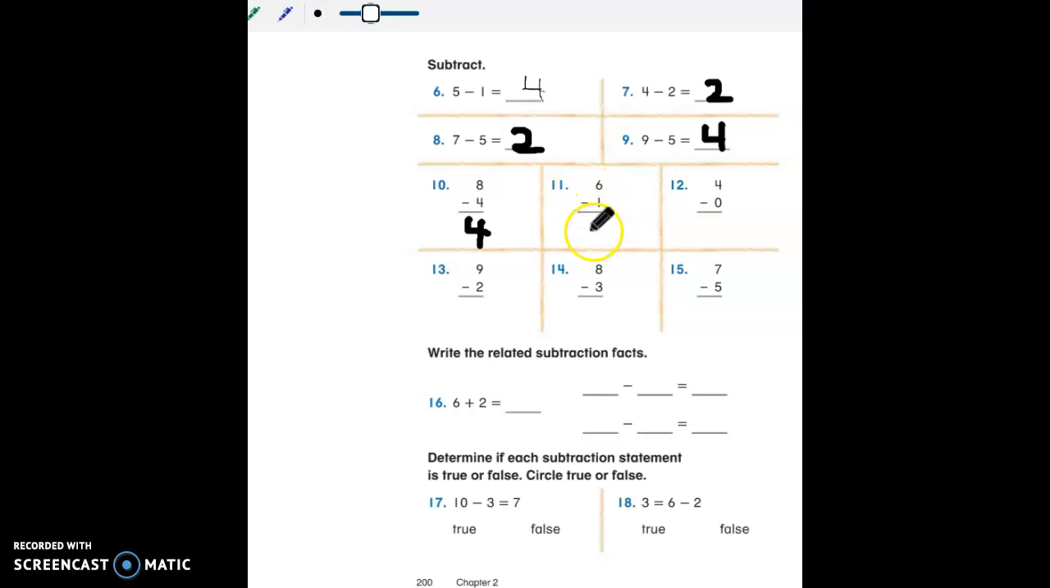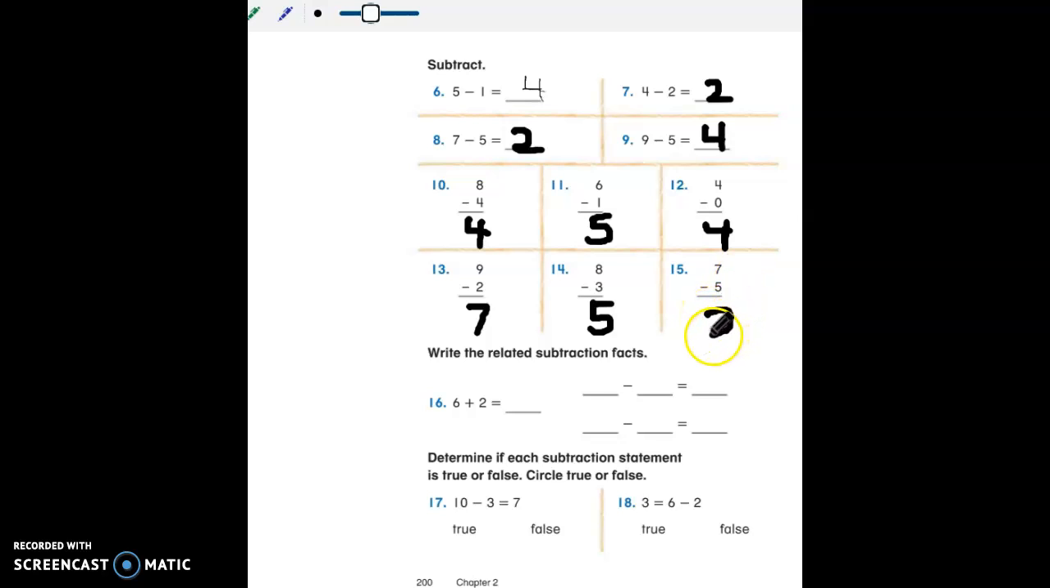6 take away 1 is the next number down on the number line, which is 5. 4 take away 0. Anytime you take 0 from any number, you're still going to have that number. Oops. Oh, my mouse is kind of messy. All right, 9 take away 2. And we have 7. 8 take away 3. We have 5. 7 take away 5.